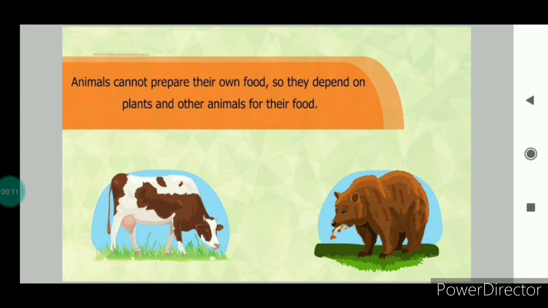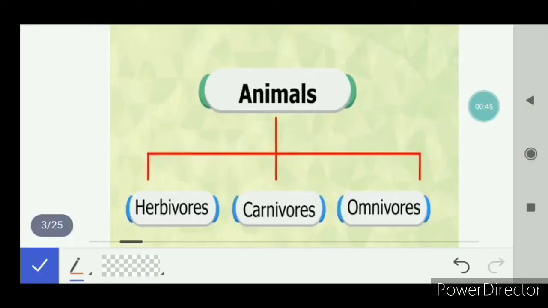We know that green plants are known as producers because green plants can prepare their own food by the process of photosynthesis. But animals cannot prepare their food, so they depend on plants and other animals for their food. So animals are known as consumers. Different animals have different food habits.